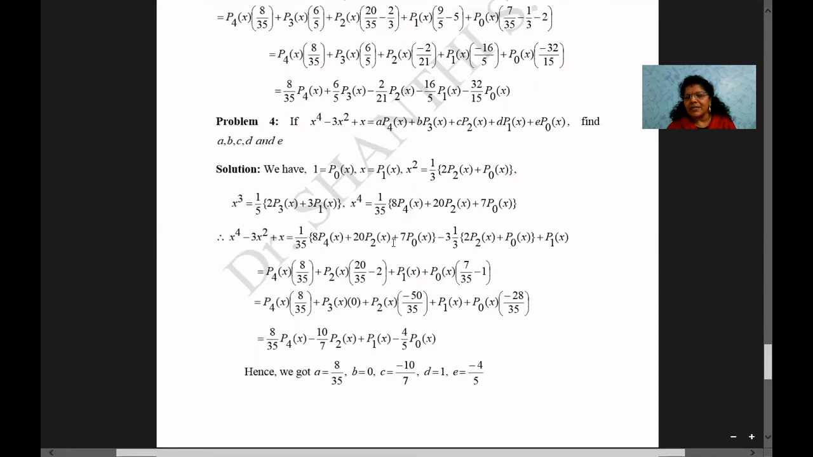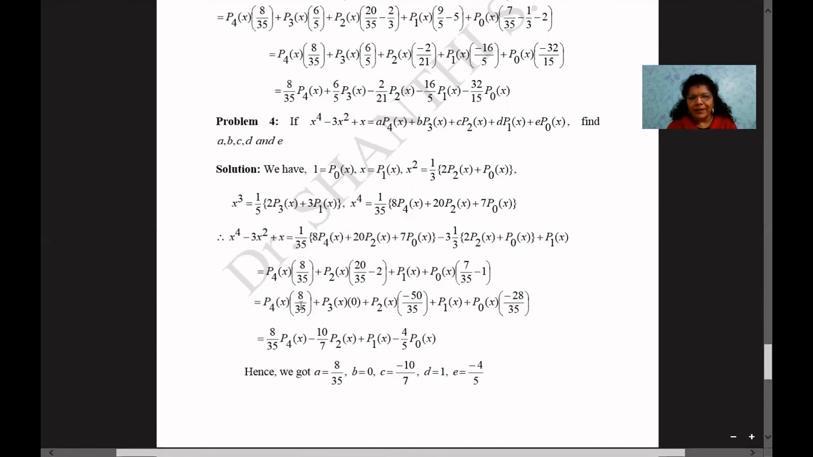And here after cancelling 3, you will be getting 1. 7 by 35, outside minus 1. Now 8 by 35 written, P3 is not there, whose coefficient is 0. P2 of x into this I'm simplifying. We got minus 50 by 35. Only one P1 term is there, and P0 of x into, simplify this, you will get minus 28 divided by 35.